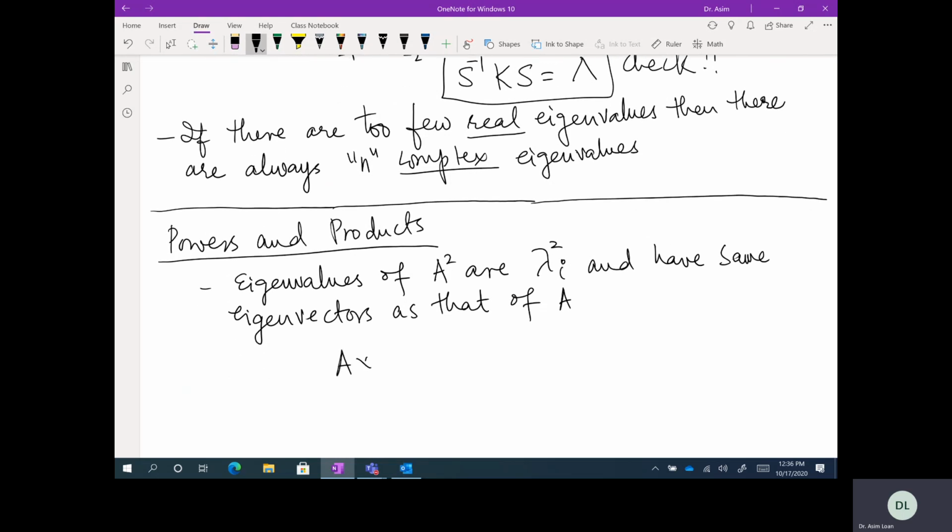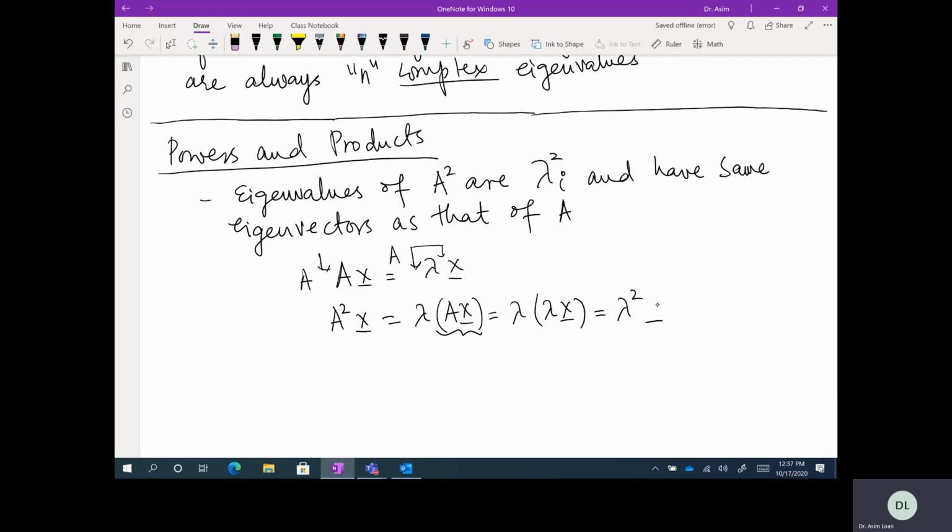So AX equals lambda x. If I multiply A over here and A over here, I get A square x. The matrix always commutes with itself, so it doesn't make a difference whether I multiply here or here. Lambda is already a scalar. So this is lambda times A times x. But A times x is simply lambda x. So this is lambda times lambda x, which is lambda square x. But what is lambda square x? This is an eigenvector equation.